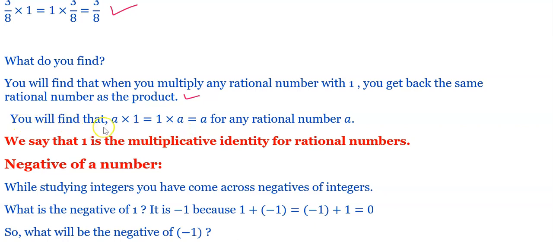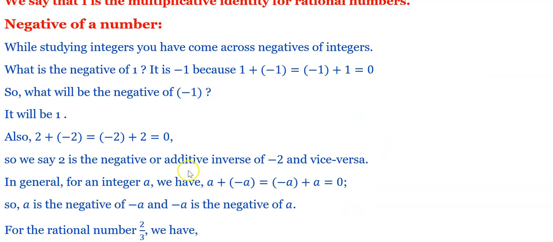You will find that a into 1 is equal to 1 into a, which equals a for any rational number, and hence we conclude here. We say that 1 is the multiplicative identity for rational numbers. Next, the negative of a number.